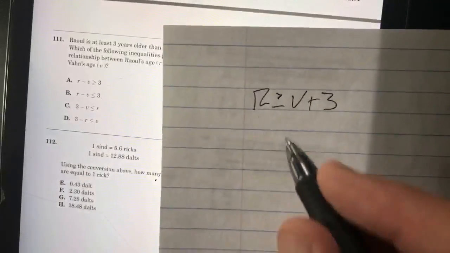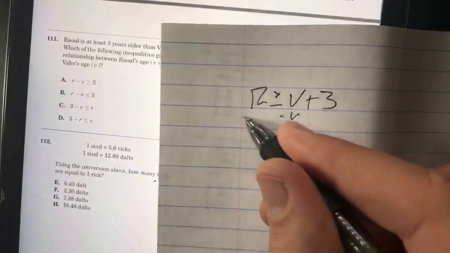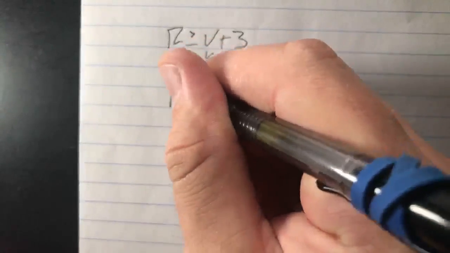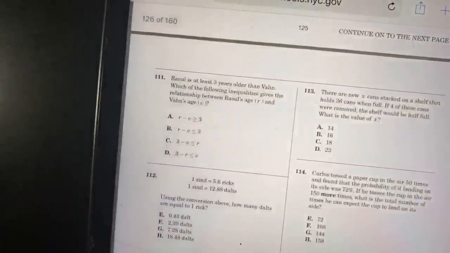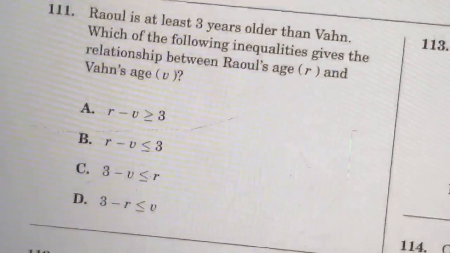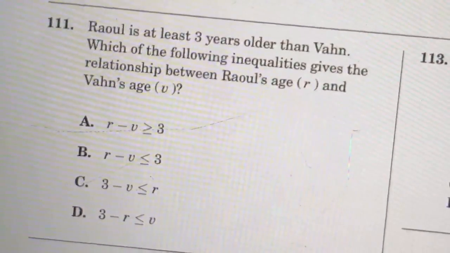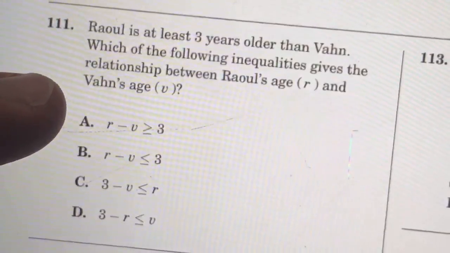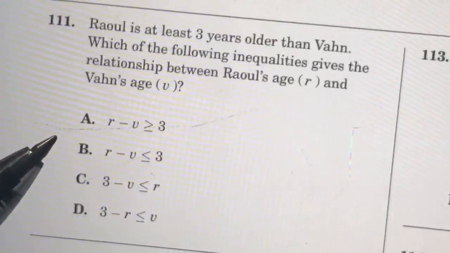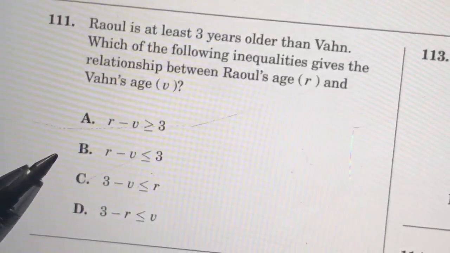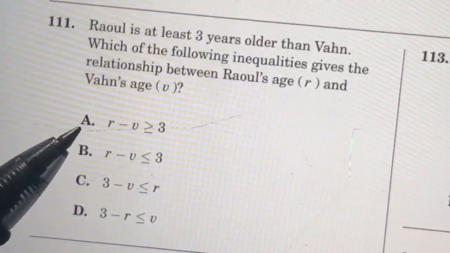So let's solve for that 3. We're going to subtract that V from each side. So what we end up getting is R minus V is greater than or equal to 3. No, Hugo, it is not D. The answer is B. Or no, I'm sorry, the answer is A. R minus V is greater than or equal to 3. That is the answer. That A right there.